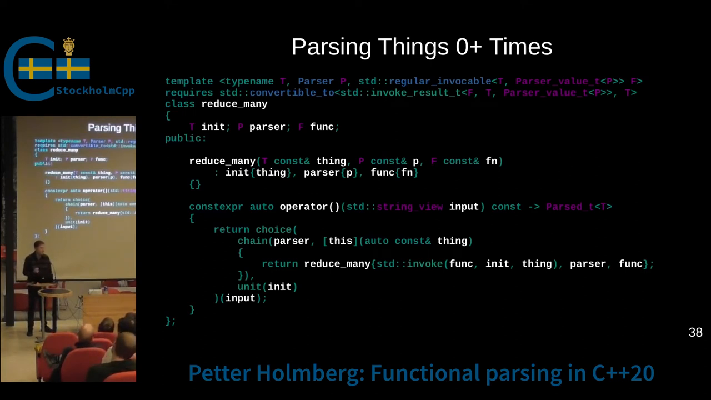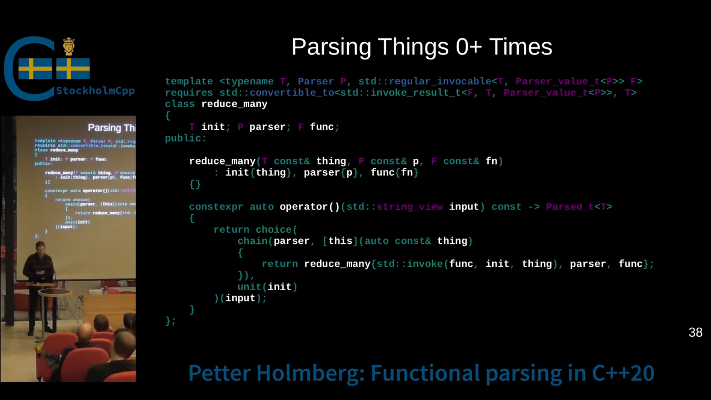This parser, I have to define as a class, because there's stuff to capture, but we also need a name for it. If we're going to use recursion, we cannot use a lambda, because we need a name for the thing we call recursively. But basically, it's not that complicated. It's just a function, again, with a function call operator. So we start with reduce many. It takes some initial thing, it takes a parser, and it takes a function.